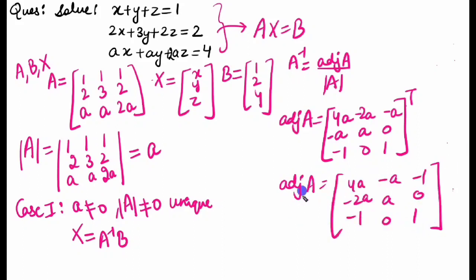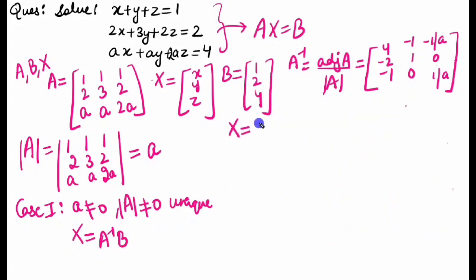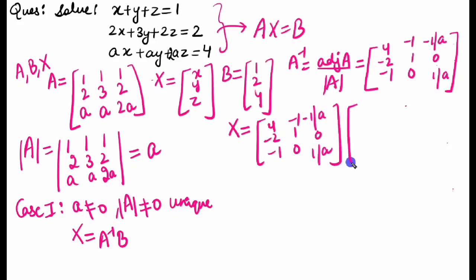Now using this adjoint of A value in this equation, what we will be getting is, यहाँ पर determinant of A is a. So this matrix A inverse would come out to be 4 minus 2 minus 1, 1 0 minus 1 by a, 0 and 1 by a. This is the inverse of A. Now we need to put this value of A inverse and B in this equation. So X will come out to be 4 minus 2 minus 1, 1 0 minus 1 by a, 0, 1 by a, multiplied by B, that is 1 2 4.